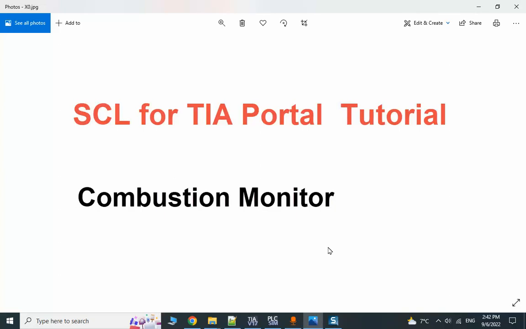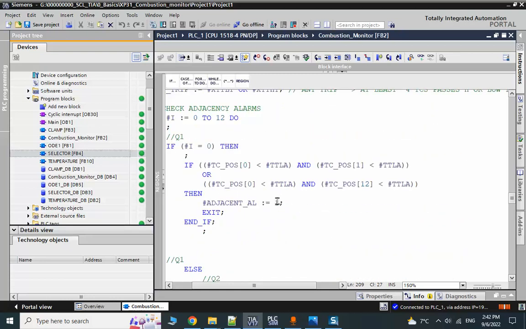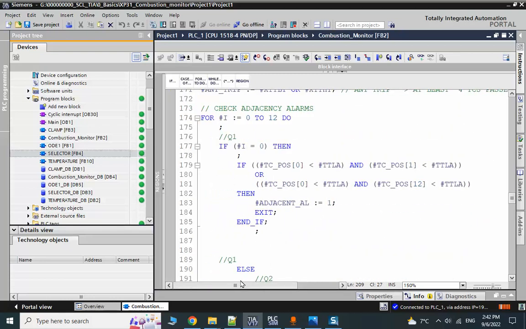We are back again with the combustion monitor. In this part, we will check the adjacency alarm. Thermocouples are installed. Consider them in a ring from number 0 to number 12, and we have several adjacency scenarios.